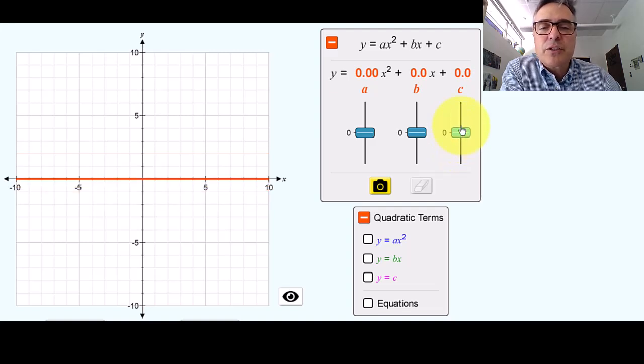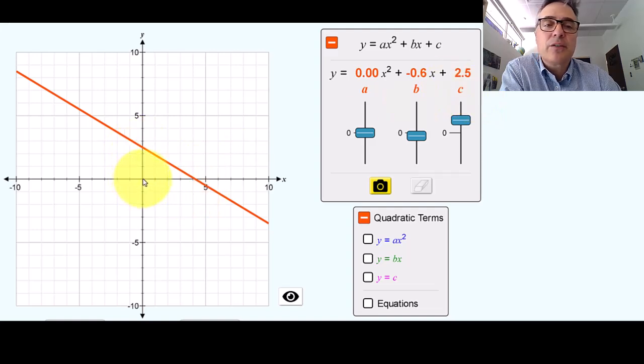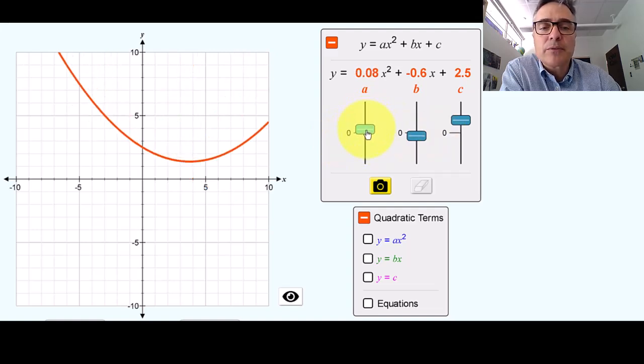If a and b are 0, then c just moves the graph up and down. b is the slope. Actually, c is sometimes called the y-intercept because it turns out to be the y position at x equals 0. And then a is that quadratic term. This is what gives it its curviness.